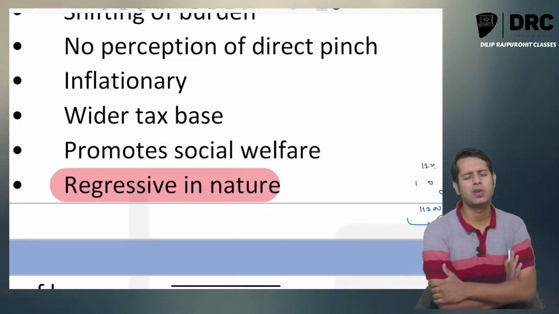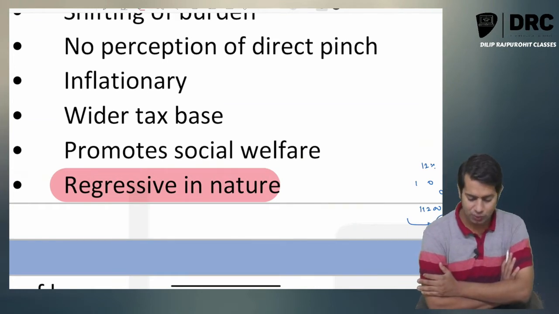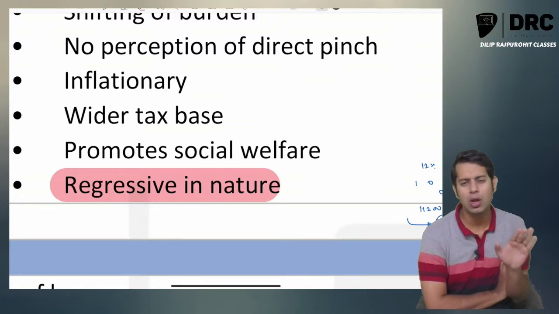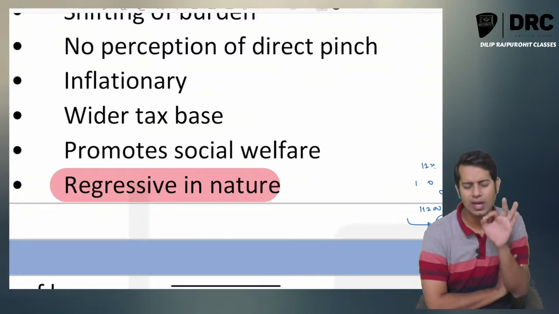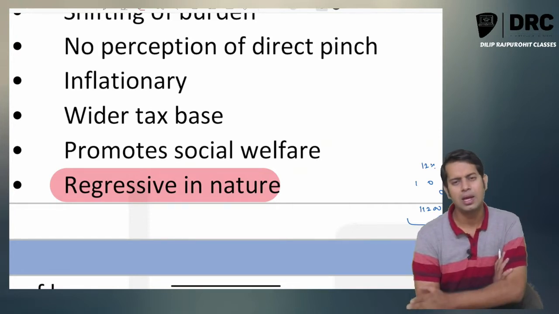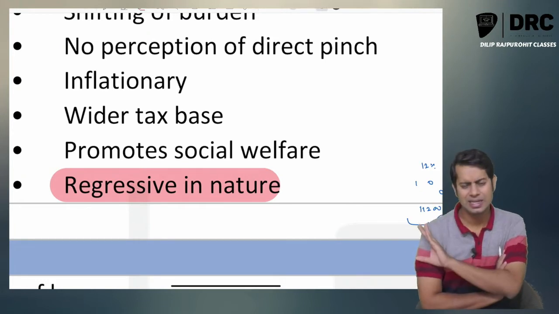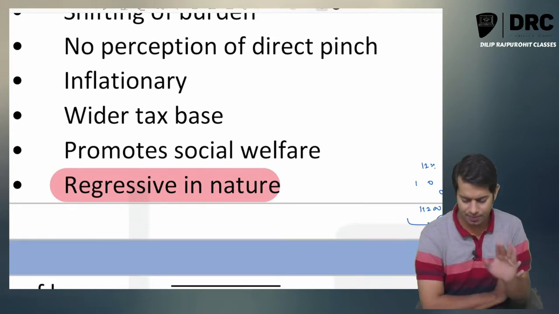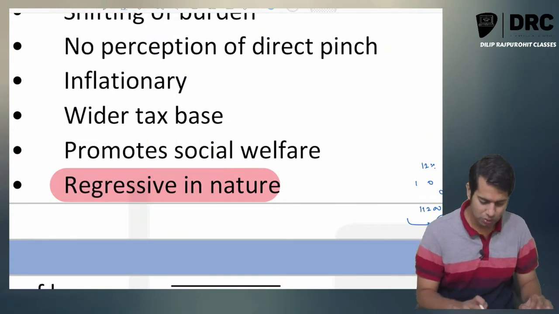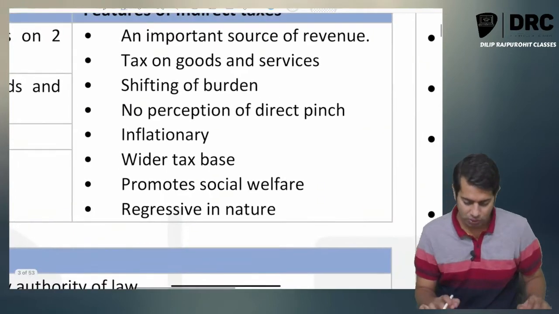Then the last feature of indirect taxes is that it is regressive in nature. Sir, what do you mean by regressive in nature? It does not care who you are or what your income is. The amount of tax you have to pay will be the same. Whether Mukesh Ambani or a beggar, they both will have to pay the same amount of indirect taxes. It does not discriminate.